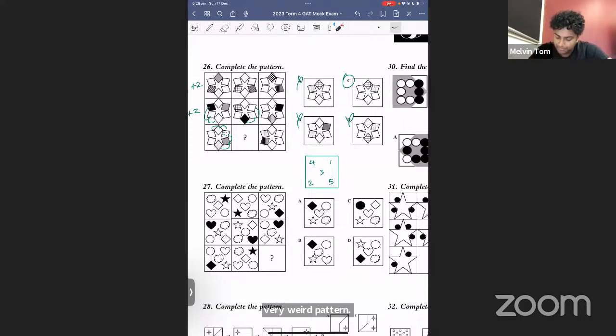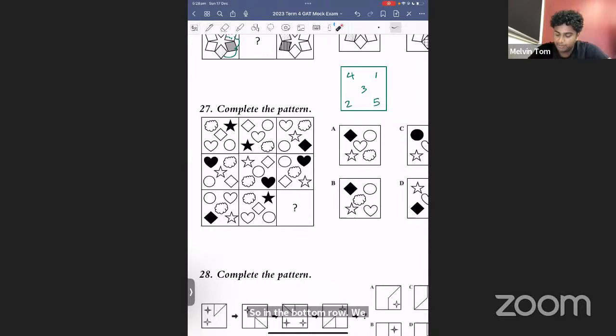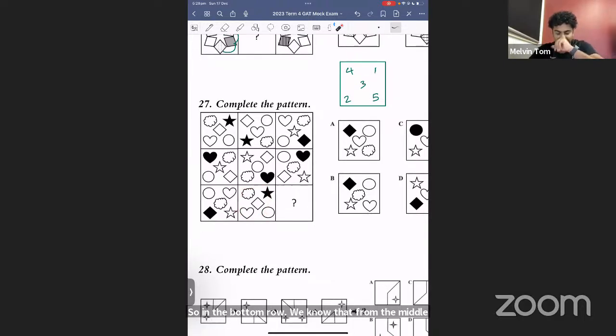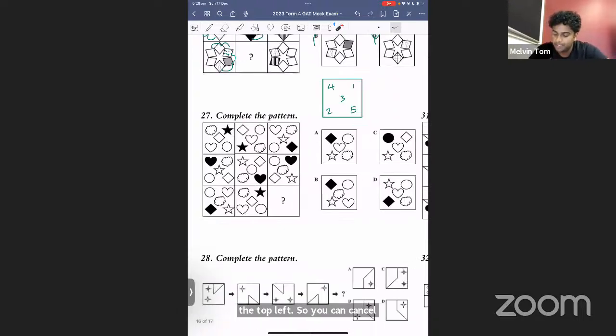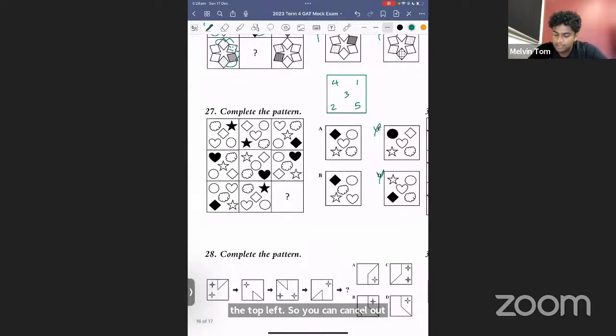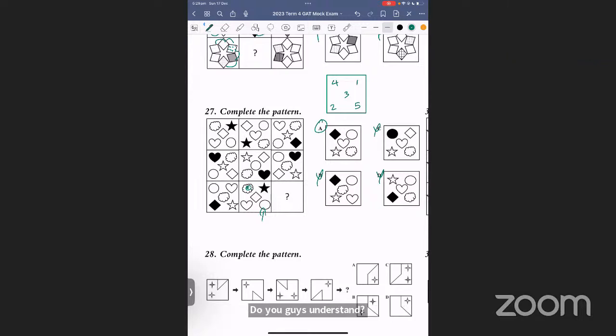So in the bottom row, we know that from the middle, this middle box, this square has to go from 3 to here, 4. So there should be a square at the top left. So we can cancel out C and cancel out D. And then taking a look at the cloud, it should go from here to this bottom right position. And that means we can cancel out B, and we're left with A. Do you guys understand? Yes. Okay.